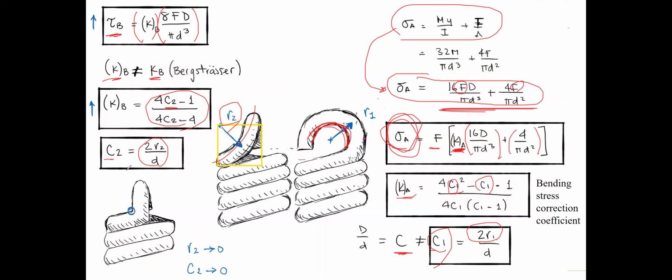So when R2 approaches 0, that means C2 approaches 0, and this corner is almost sharp. So what is the situation if C2 equals 0? That means we'll get higher shear stress at this point here.